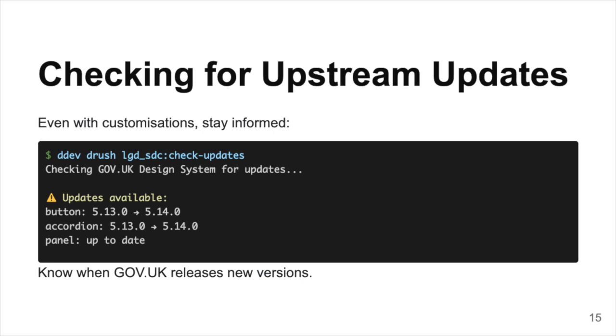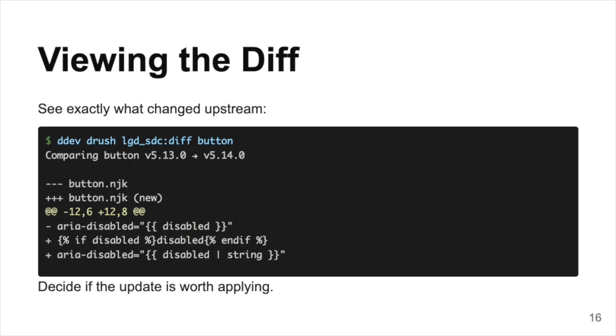Checking for updates. Even with customizations, you can still check if gov.uk has released newer versions. This shows which components have upstream updates available, for a detailed diff of what changed. This helps you decide whether the update is worth applying or whether your customizations should take precedence.